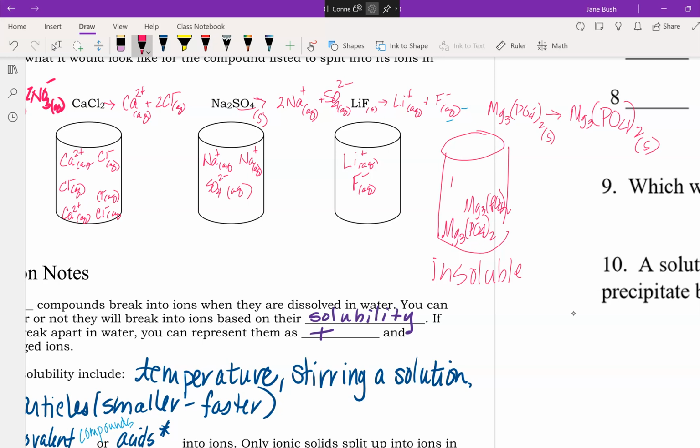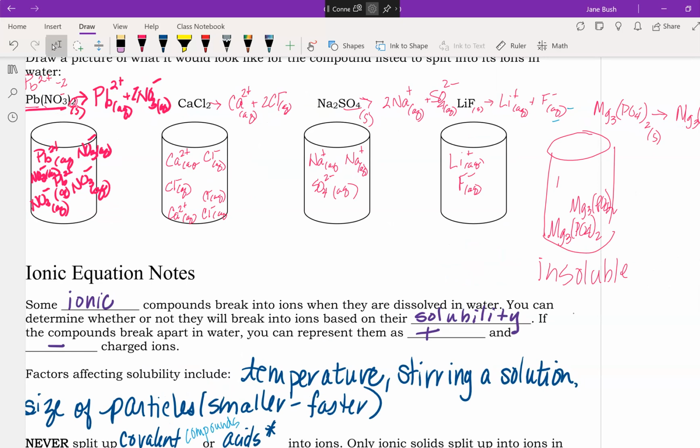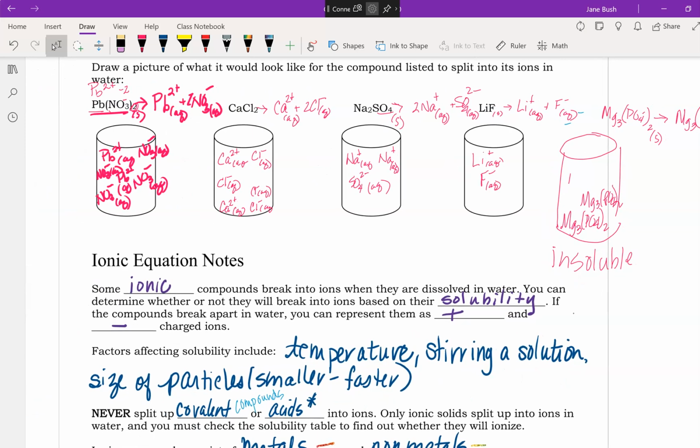Good question. And this is an example of an insoluble compound staying an insoluble compound. All right. Things that affect solubility include temperature, stirring a solution, and the size of the particles. If you've ever made Kool-Aid or lemonade, you know that stirring helps things dissolve faster.